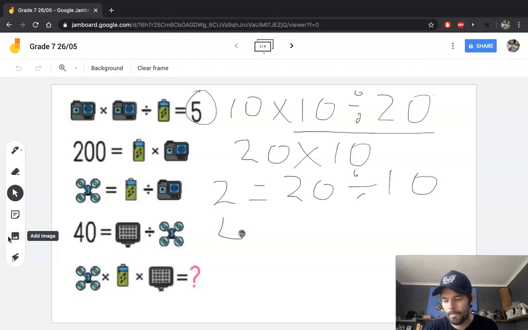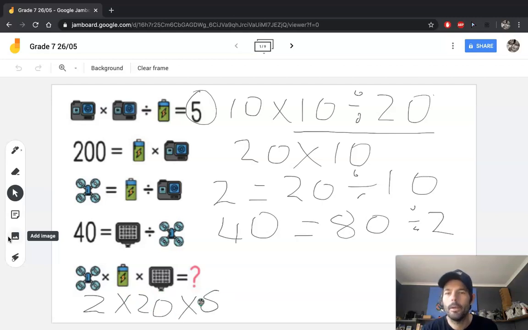Then 40 is going to be equal to 80 divided by 2. Okay, and then right at the end, the drone is going to be 2. The battery is going to be 20, and the light is going to be 80. Okay, and again, you can decide what order to do that calculation in. Remember, you can go 2 times 2 is 4, 4 times 8 is 32, and then you can add the zeros that you need to add. So ultimately, the answer is 3,200. Okay, I hope you guys got that and worked through it.